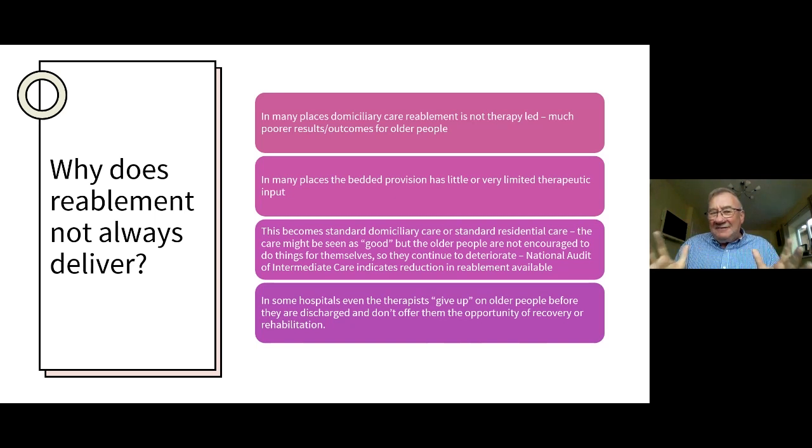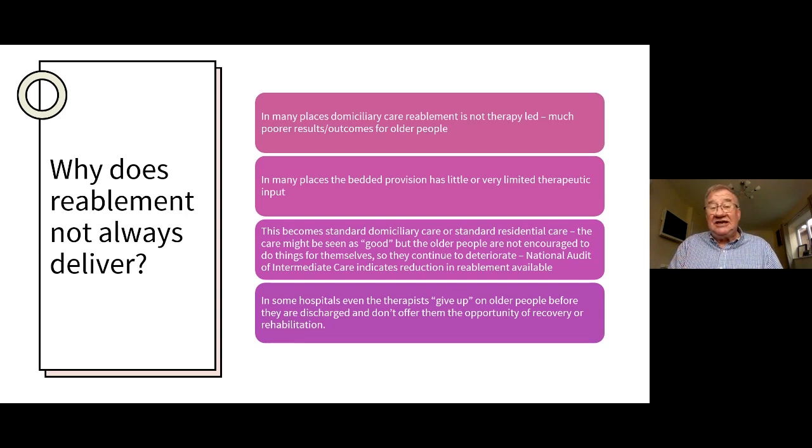So what's been happening to domiciliary care in the last decade? And this is worrying. In my work, I find in many places domiciliary care reablement is not therapy led. And it's absolutely clear where it is not therapy led, the results for older people are much poorer. The outcomes for older people are much poorer. I see figures of around 20 or 30% of people making a recovery.